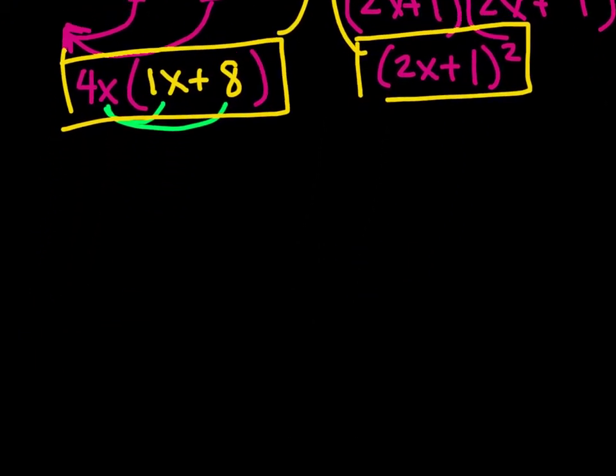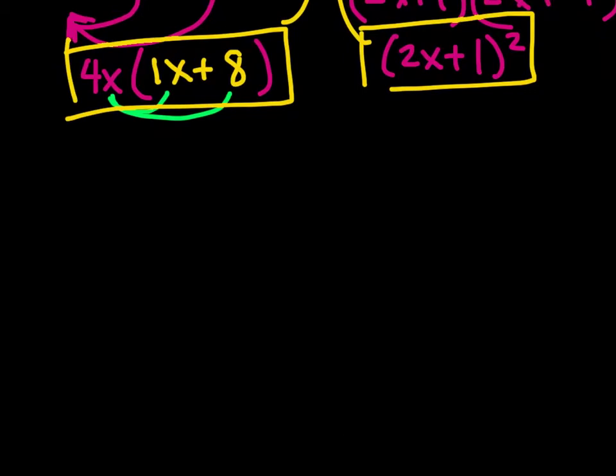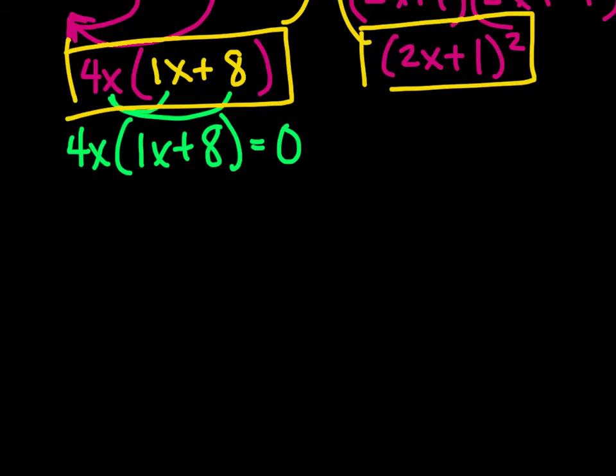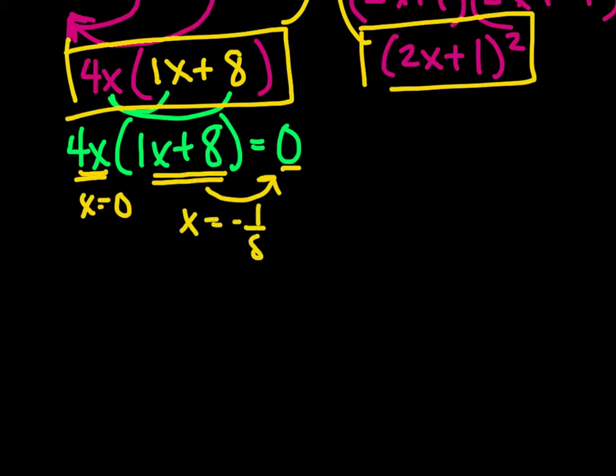From here, if we wanted to, we can even use these solutions to be able to solve for x. What would x be if y was equal to 0? So 4x times 1x plus 8. We could play around and figure out what x would need to be here to create a 0. Well, x would need to be equal to 0 to make that happen. And what would x need to be here to make this equal to 0? And that might take a little bit more work, but I'd guess that you'd eventually get -1/8.